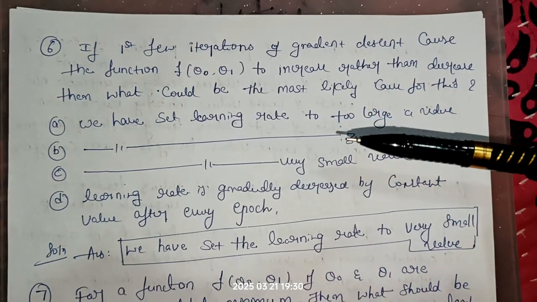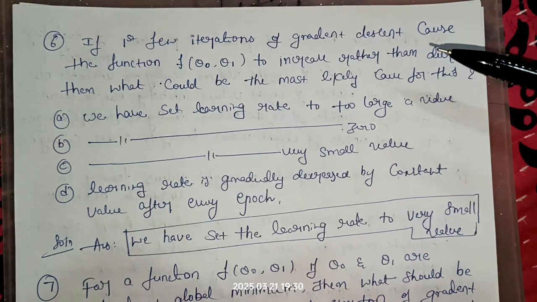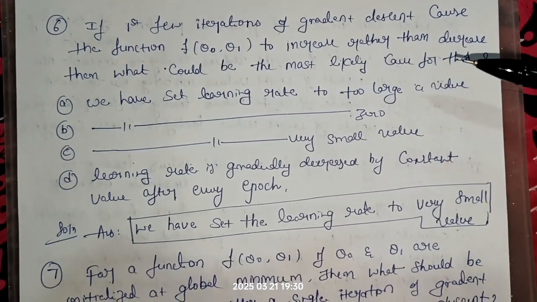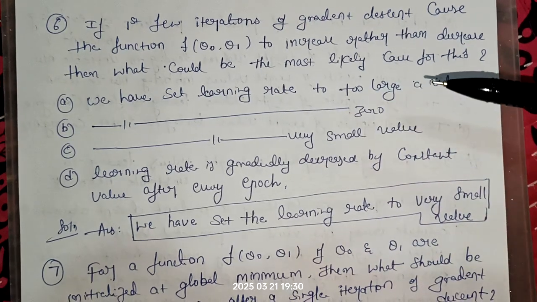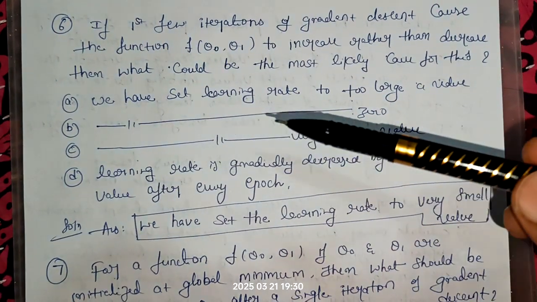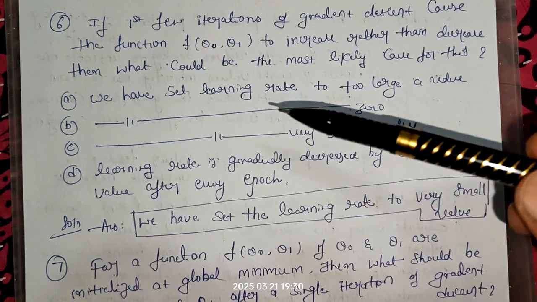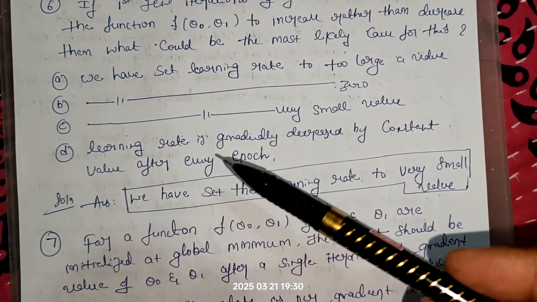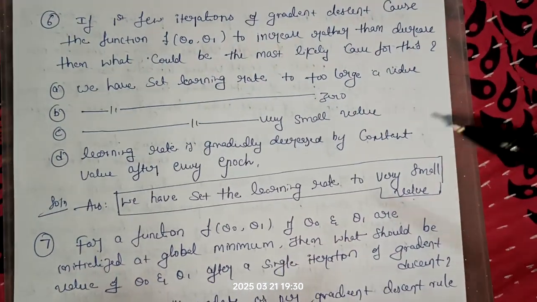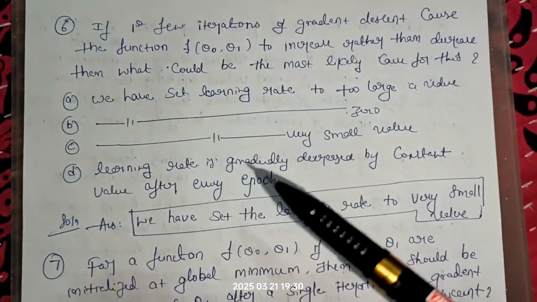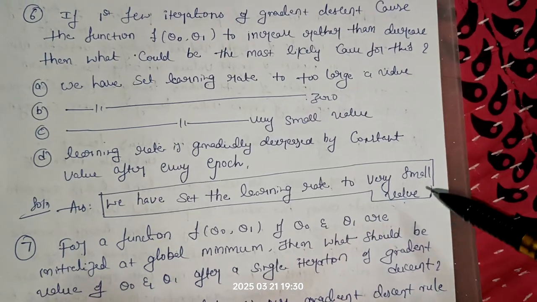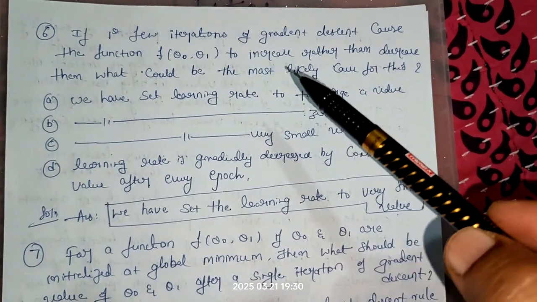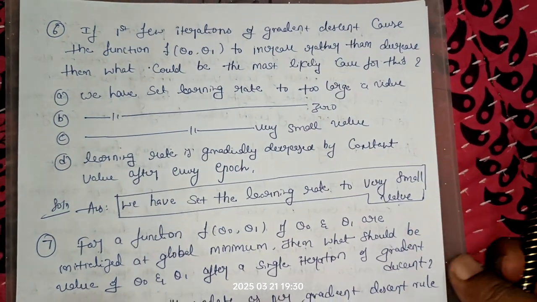Similarly, sixth one, if the first few iterations of gradient descent cause the function f of theta naught and theta 1 to increase rather than decrease, then what could be the most likely cause for this? A, we have set the learning rate too large. We have set the learning rate to 0. We have set the learning rate very small. Learning rate is gradually decreased by a constant value after every epoch. The correct answer is we have set the learning rate to a very small value, so that for the first few iterations it is going to increase rather than decrease.